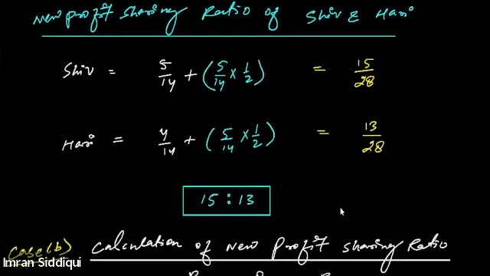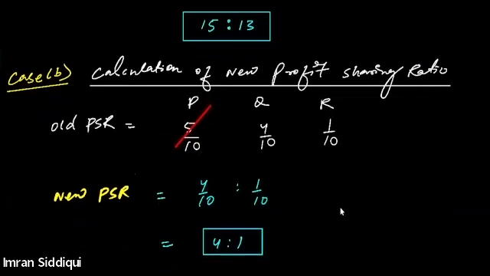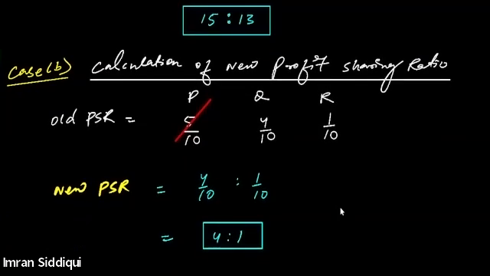And obviously case B is very easy. In case B, the question is telling us that the old PSR of P, Q and R is 5/10, 4/10, 1/10. And since P is retiring, we will simply strike off P's share, and the remaining share will be the new profit sharing ratio of both the partners. So the remaining share is 4/10, 1/10. That means the new PSR will be 4:1, right? Because P dies, sir.